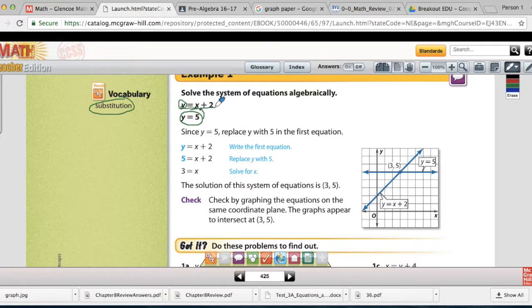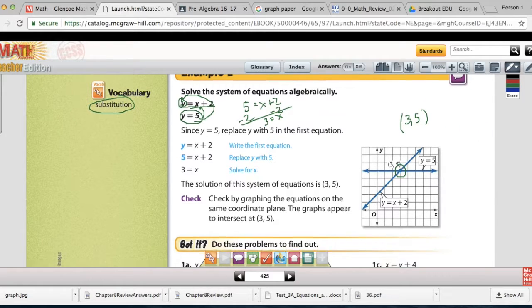If y is equal to x plus 2 and y is equal to 5, then we should be able to put 5 in anywhere we see the variable y. So we're going to put 5 equals x plus 2, and if we subtract 2 from both sides, we get x equals 3. So this is graphically how that looks. The ordered pair (3, 5) is the solution. It's where those two lines cross.